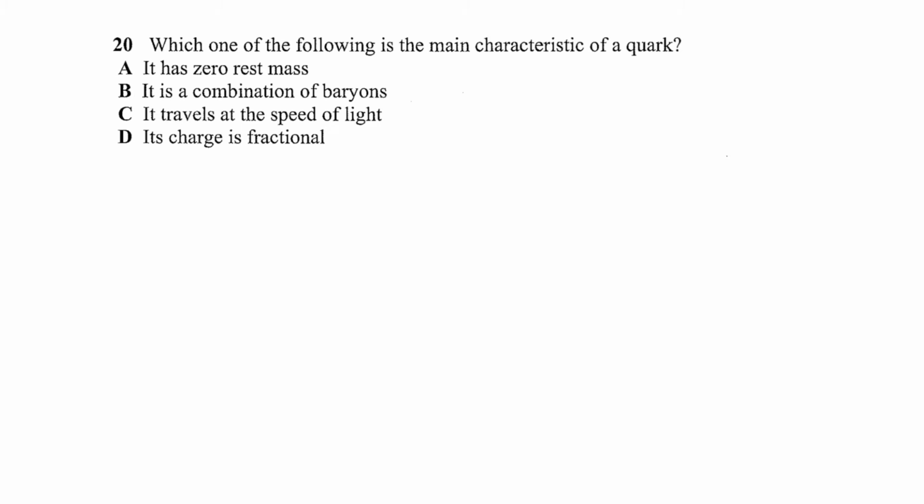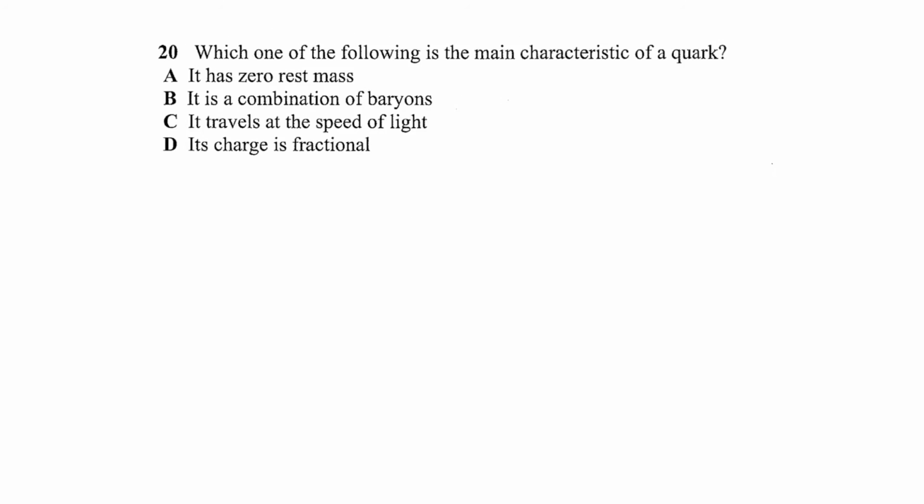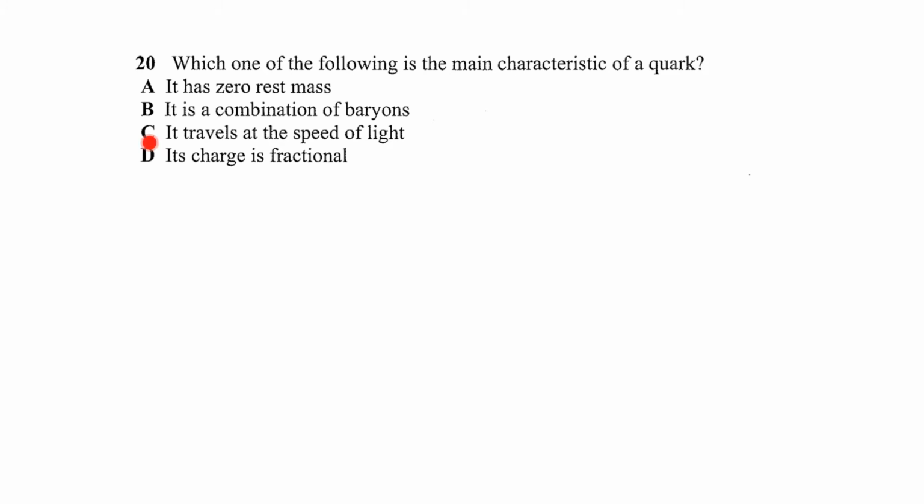So for this question 20, what's the main characteristic of a quark? So obviously its charge is fractional. It doesn't have zero rest mass, by the way. It has mass. And it's not a combination of baryons. Rather, a baryon is a combination of quarks. And it does not travel at the speed of light.